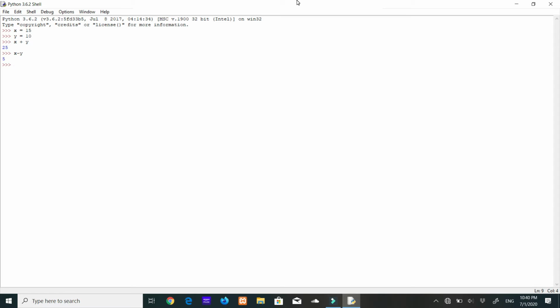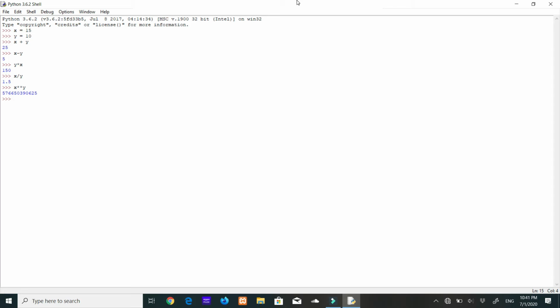We have the multiplication operator, which is basically the star. So we can have y times x, which is going to give us 150. We have the division operator, which is this slash right here. I think that's a forward slash, yeah. And we get 1.5. We have the exponential operator, which we can write as x star star y. That's basically saying x raised to y. So it's going to be 15 raised to 10, which is that huge number right there.